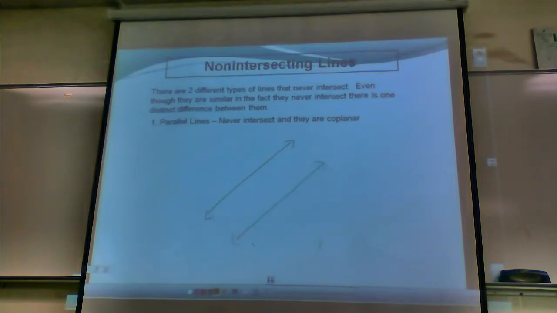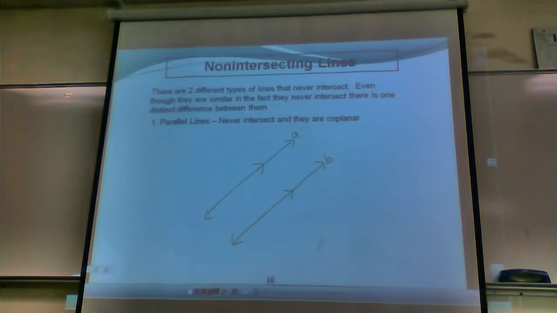So for parallel lines, you want to draw an example out. They don't intersect. Essentially, they're going in the same direction. I'm just going to call these line A and B. The way this is marked on a diagram, if they want to identify two lines that are parallel, they'll put a little arrow on the line somewhere. If you see that little arrow, that means they're parallel, so they're never going to intersect.